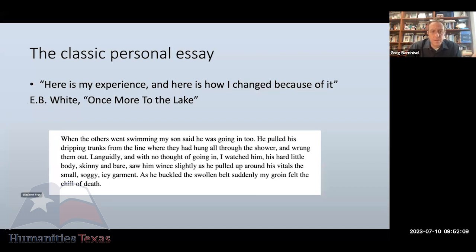So one of them, and some of you may have read this in the past, is the classic personal essay, which is, here is my experience and here's how I changed because of it. And the example that I have is E.B. White's, he's the author of Charlotte's Web, you may know his name from that, Once More to the Lake. Wonderful, beautifully written essay, well worth reading. It's also really short.